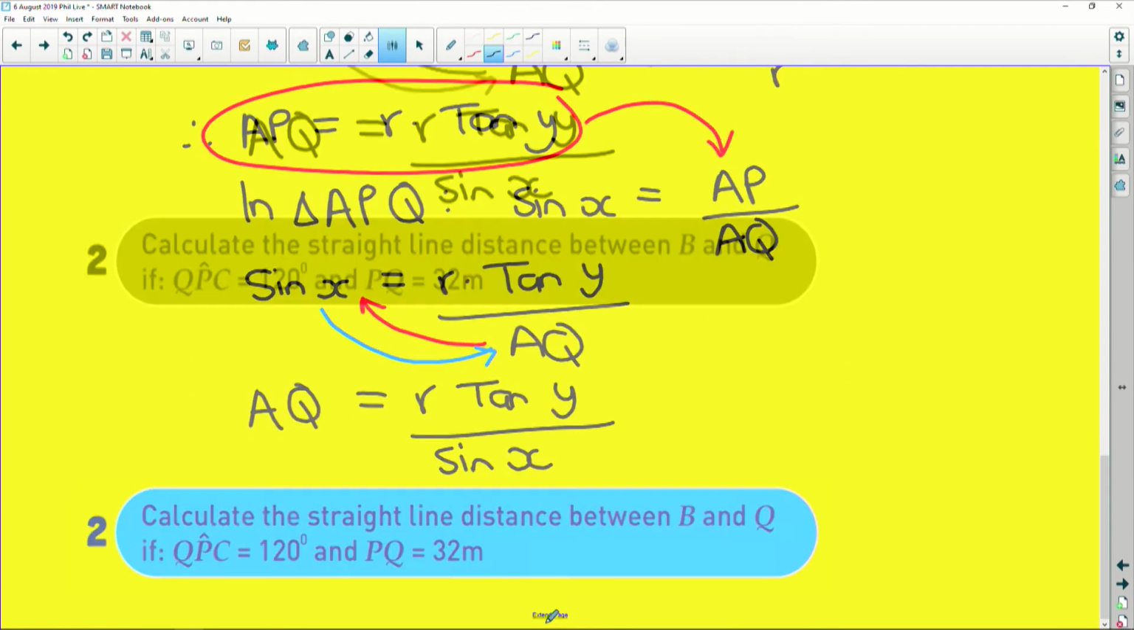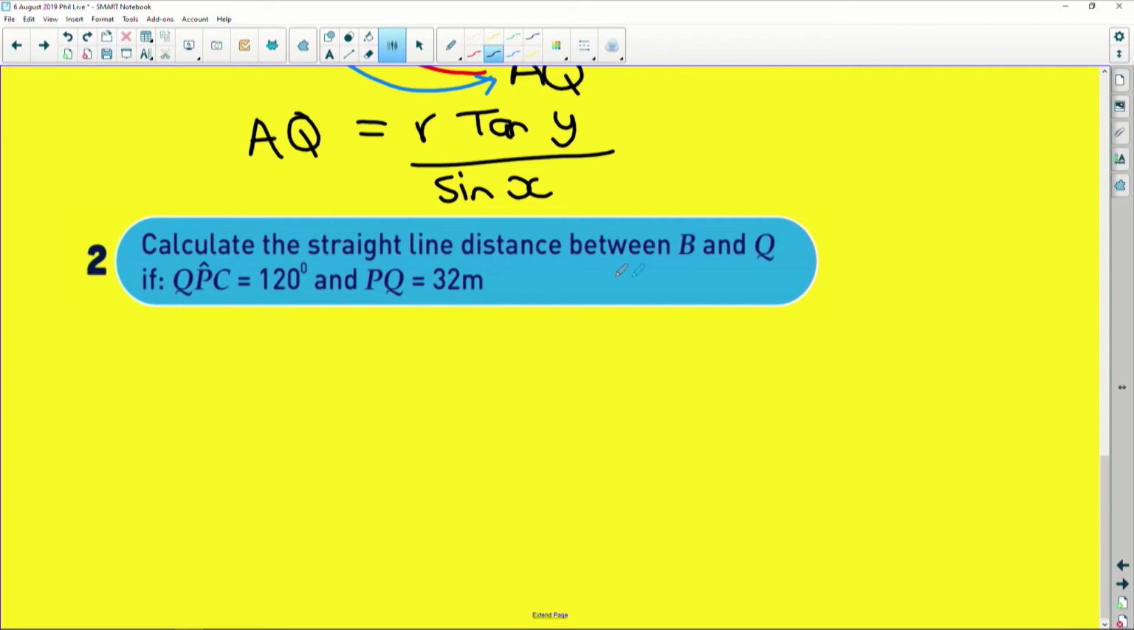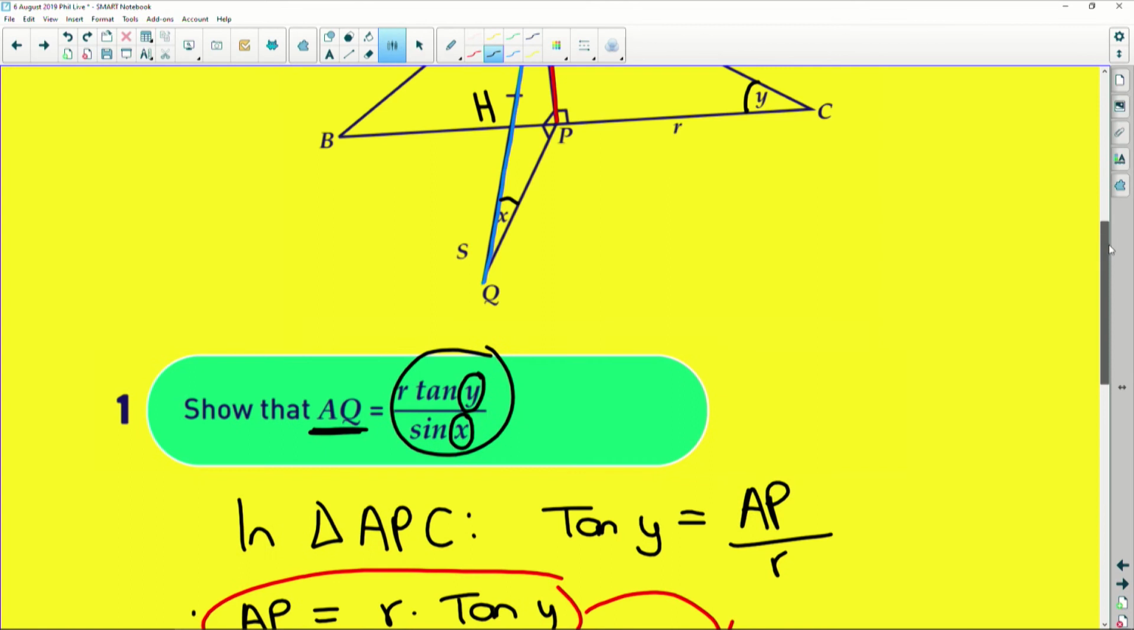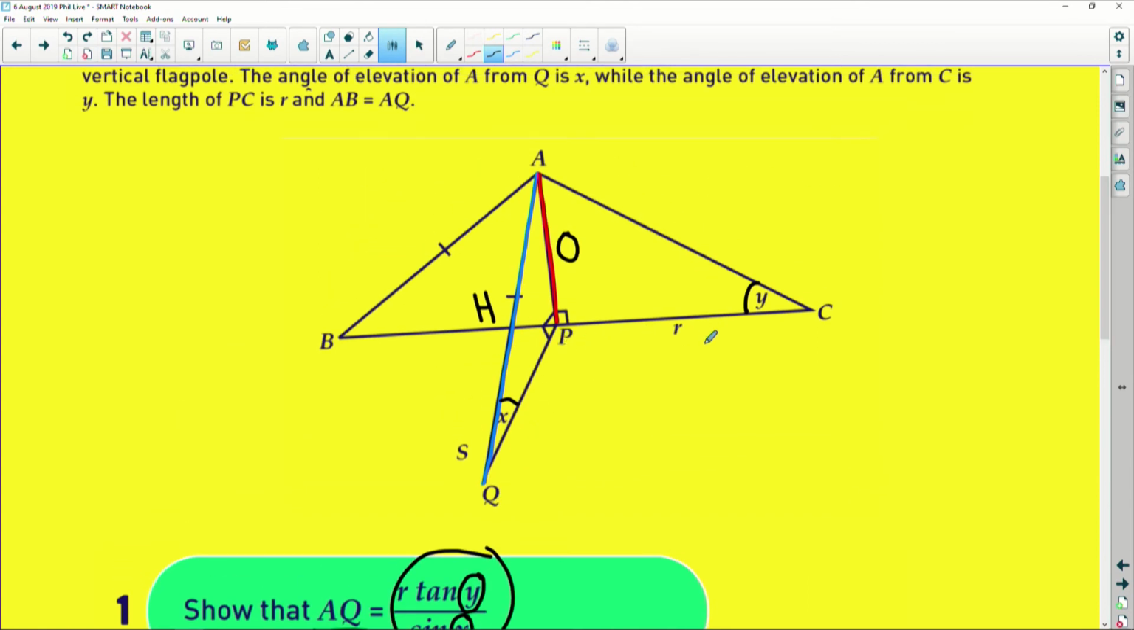So now, secondly, it says, calculate the straight line distance between B and Q if angle QPC is 120 degrees and PQ is 32 meters. So QPC is this angle here, and that is 120 degrees. And they said that PQ is equal to 32 meters. Okay, so now we're trying to find the straight line between B and Q, which is this line here. Okay, so now that is the line we are trying to find.